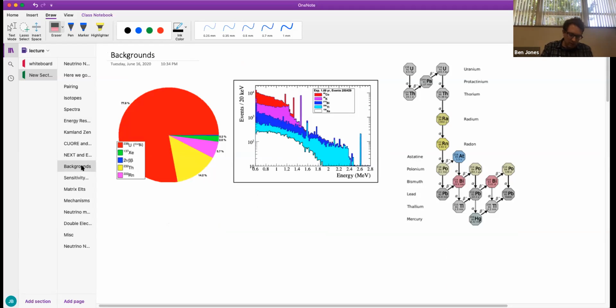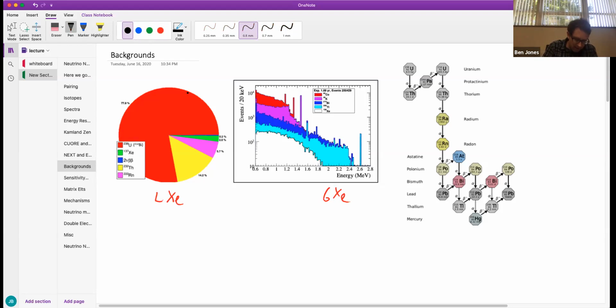And so these are 2 examples of background models that I've taken from running experiments. So this is a background model from the nEXO experiment, or is it EXO-200? It might be EXO-200. Anyway, this is a liquid xenon experiment. Let me say that at least. This is the background model from a liquid xenon experiment. This is the background model from the NEXT experiment, which is gaseous xenon. And you can see that actually their backgrounds are dominated by mostly the same things.